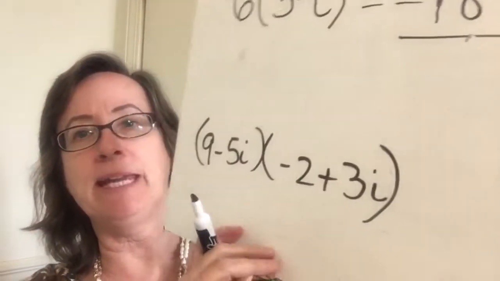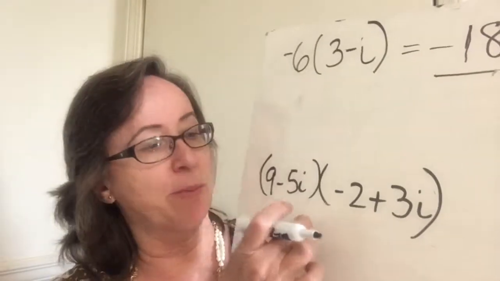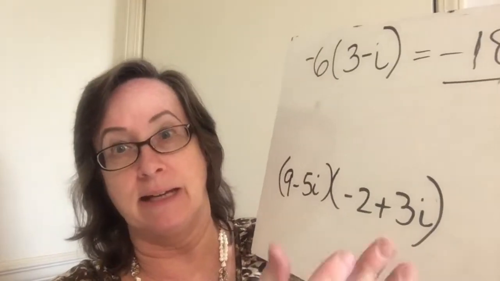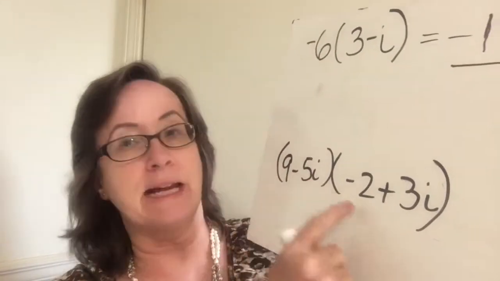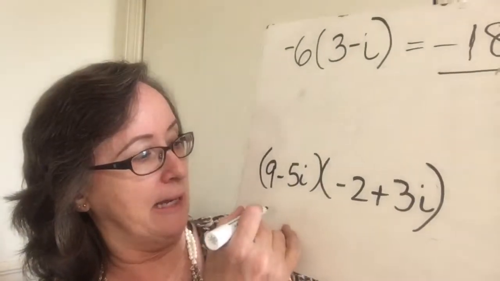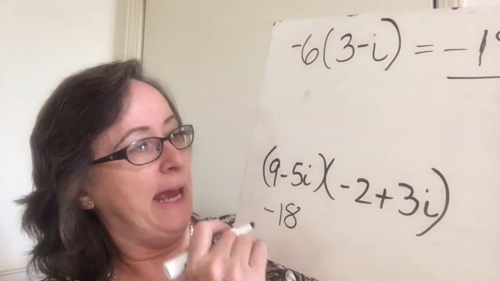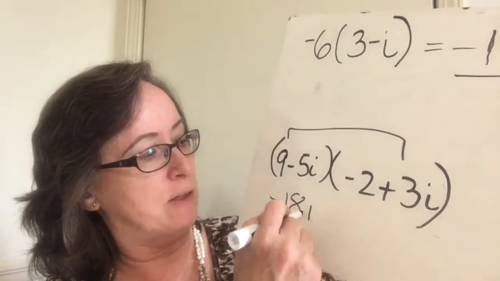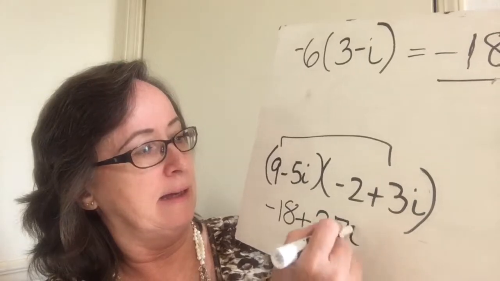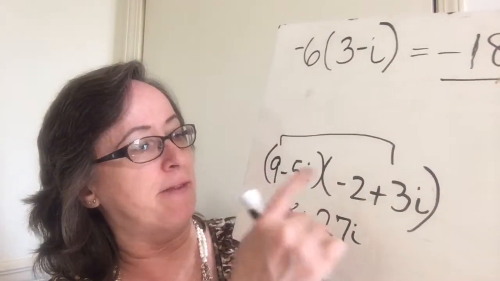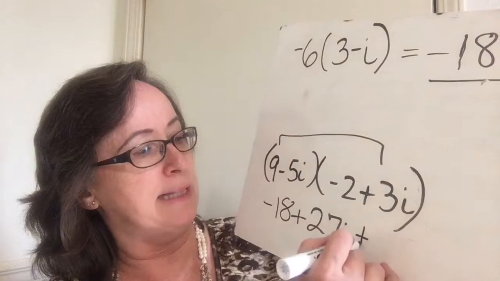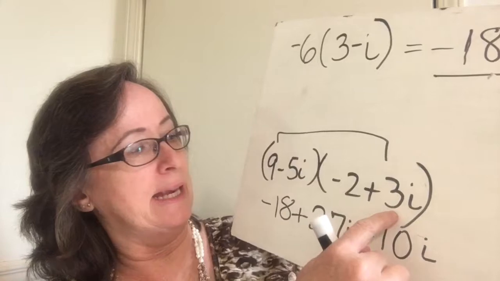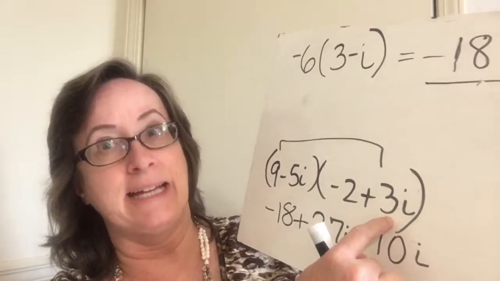Okay. Now down here we have a FOIL because we have a binomial times a binomial. And we're going to do first, outside, inside, last. So 9 times a -2 is a -18. And outside is going to give me a 9 times a 3i, which will be a 27i. And the insides will be a -5i times a -2 will be a +10i. And the last will be a -15i squared.